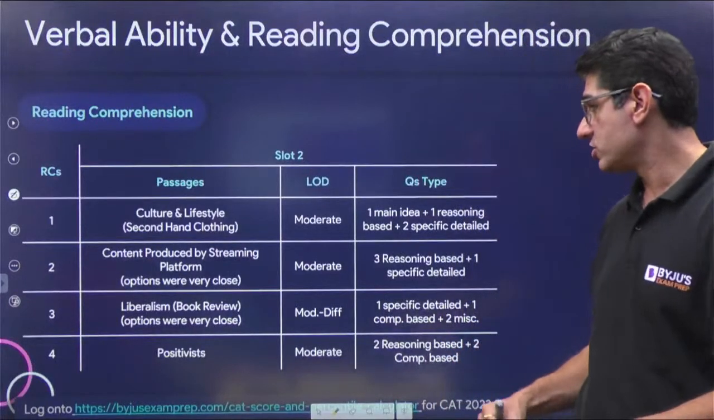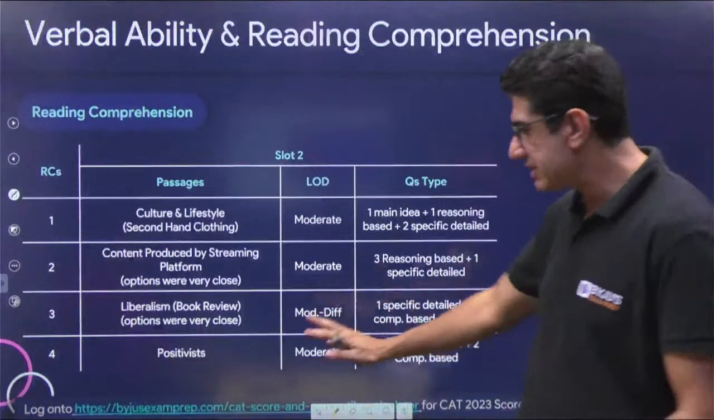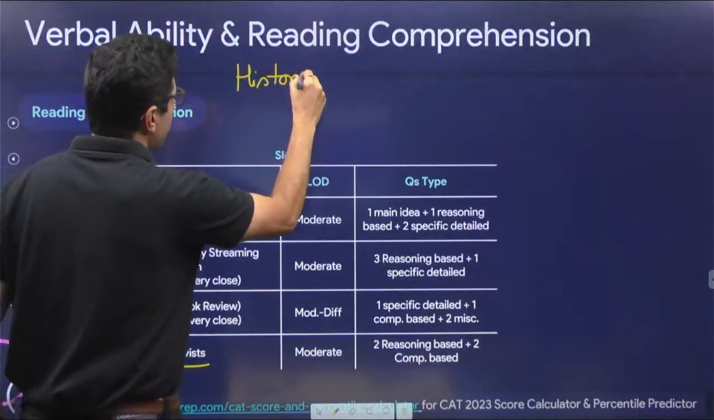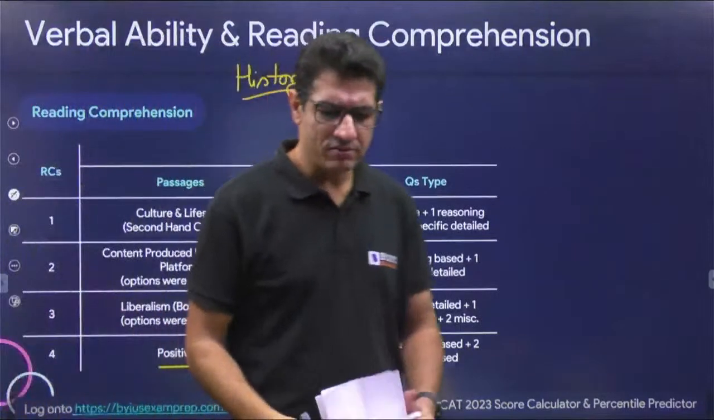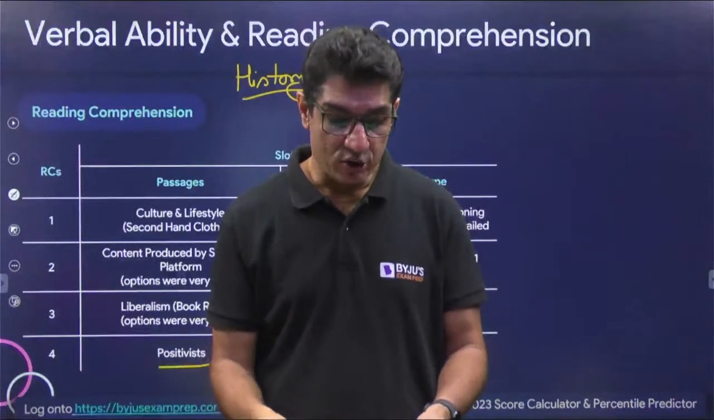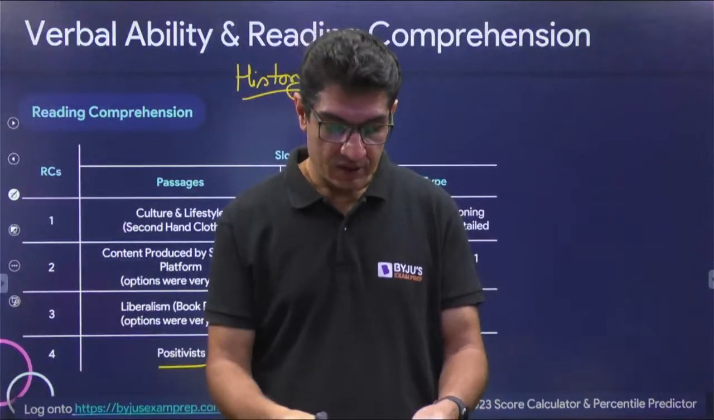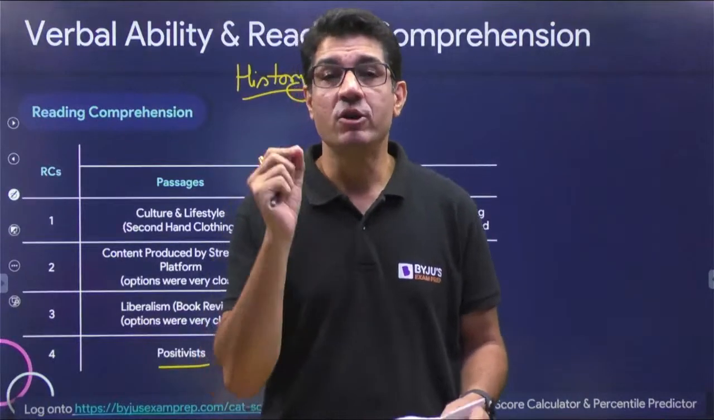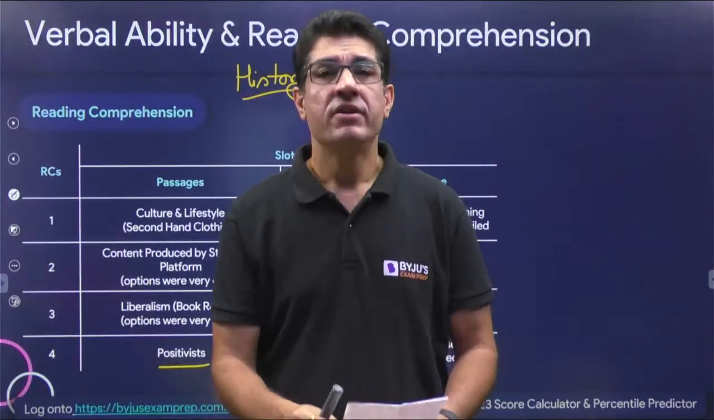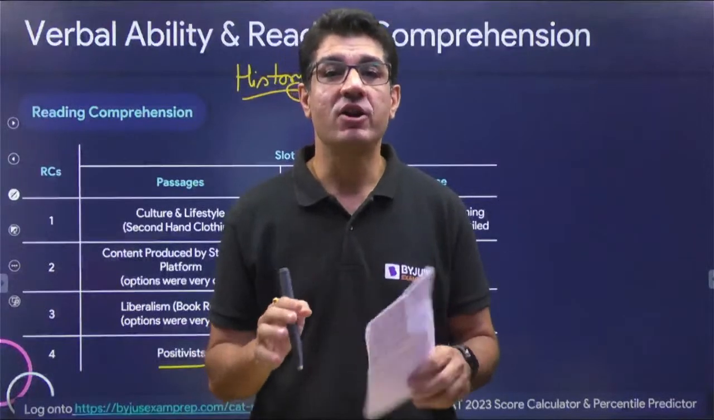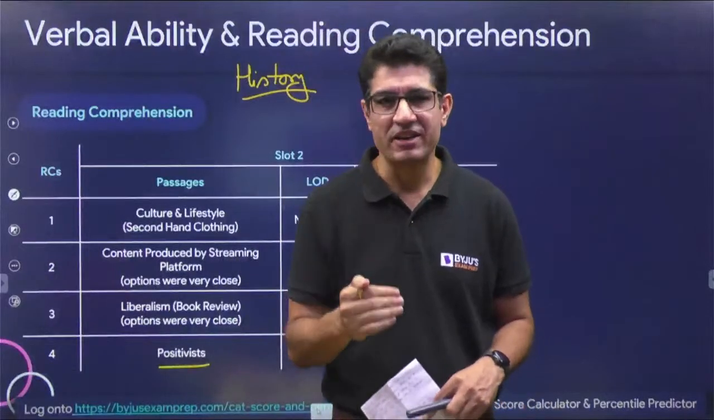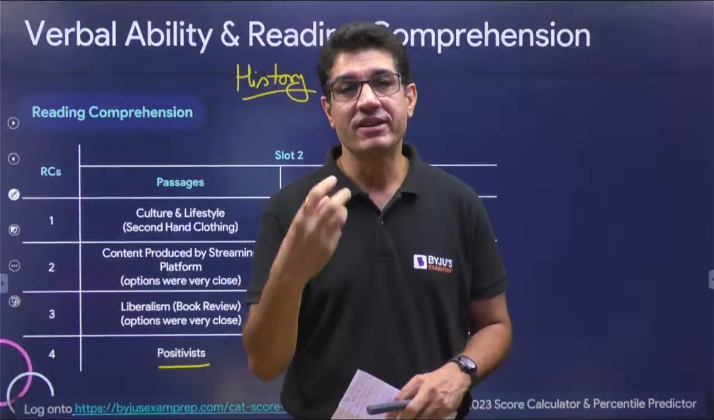Then the fourth passage. Okay, positivist. This is a passage which was based on history. A very interesting proposition. The passage talked about a set of people called positivists. Those positivists, in order to think of history or convert history into a science, threw their weight behind the cult of facts. Then there was a discussion that at the end of the day, facts are objective and they are the ones that can actually tell you the real truth.